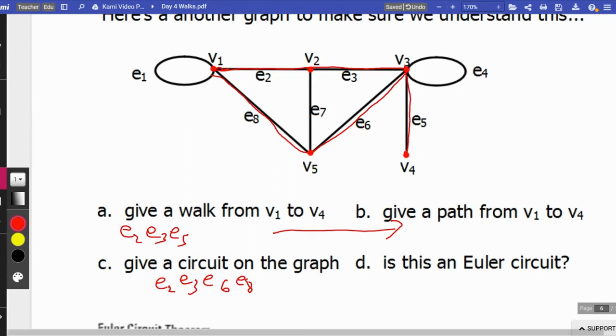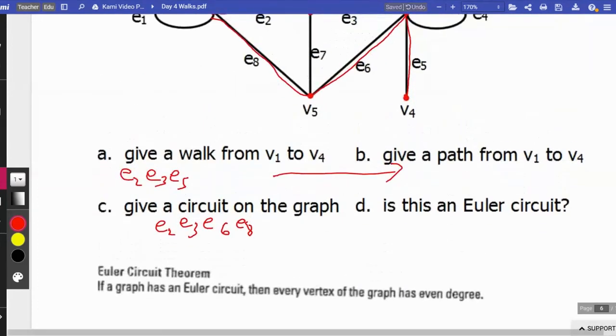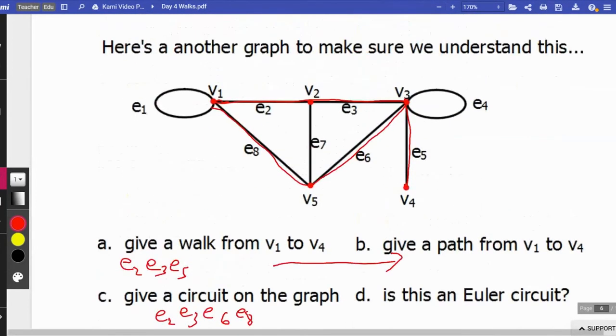And there's a corollary for that, or a theorem. It says if a graph has an Euler circuit, then every vertex of the graph has even degree. And we can tell right now, some of these vertices do not have even degree. Like V2 right here has degree 3, so already it's not going to work.